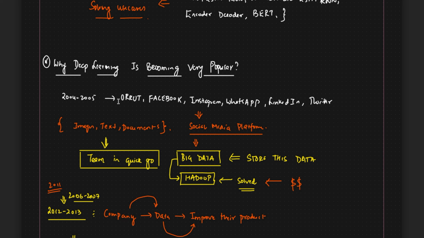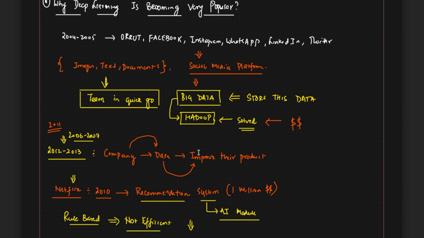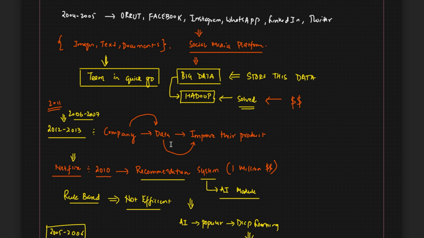Around 2004 to 2005, Orkut, LinkedIn, then Instagram and WhatsApp came one by one. At that time they had more data, so they needed to use the data properly. They tried big data, then Hadoop. Using that, they wanted to improve their product and give a better product to the customer. For example, on Netflix, if you watch one movie, they recommend other movies based on user interest. So these all work under AI.